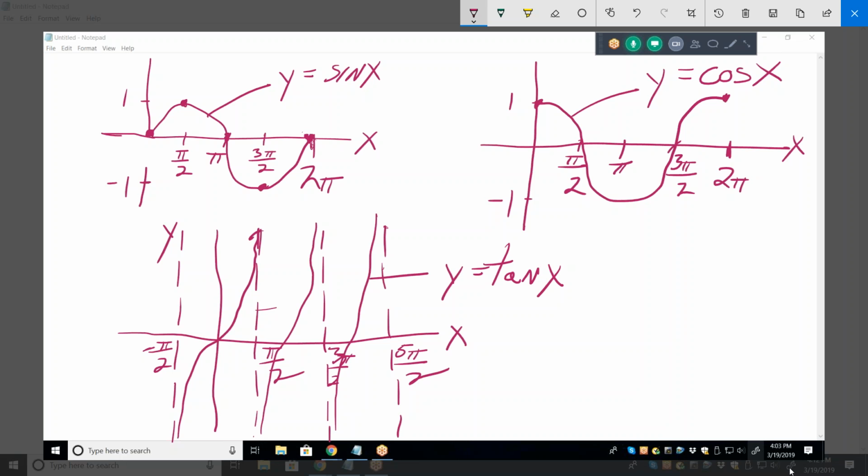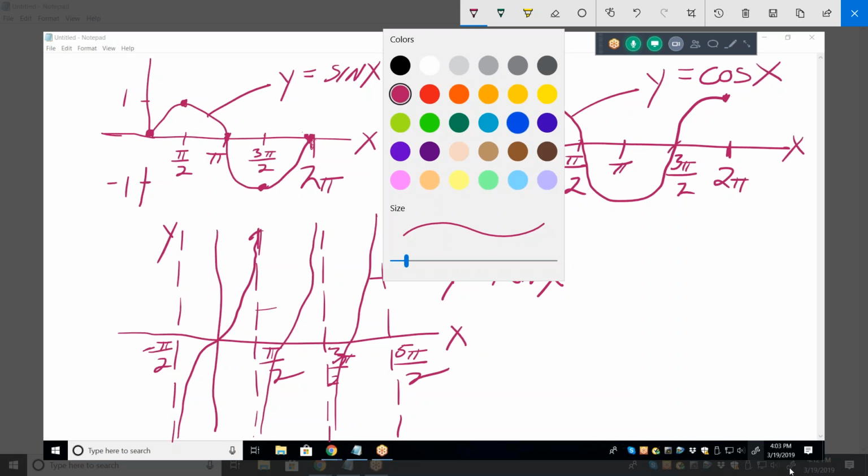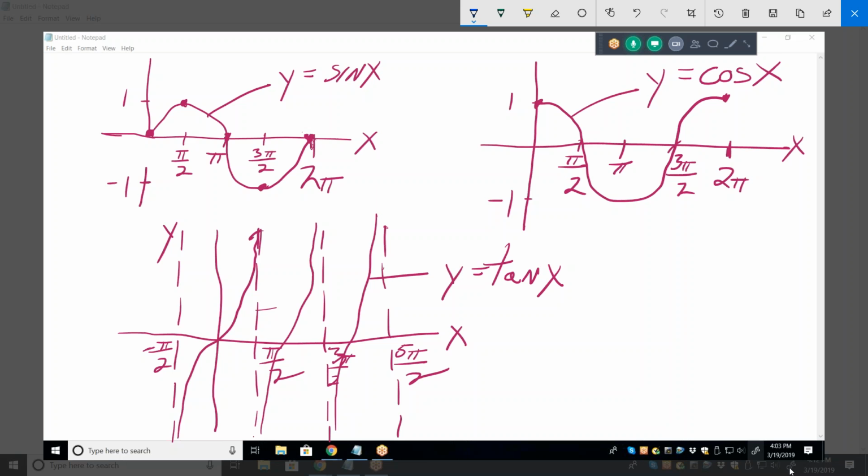Now, let's just talk about the other 3. Okay? I'm going to draw the other 3 in blue. And the reciprocal of sine is what?